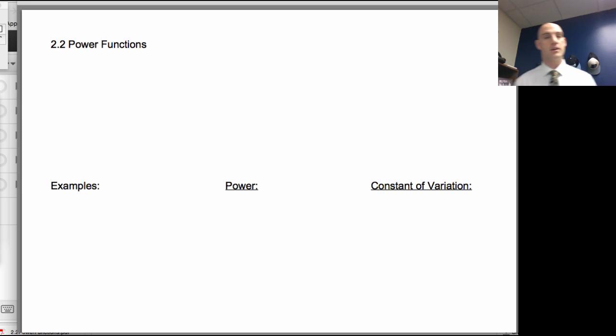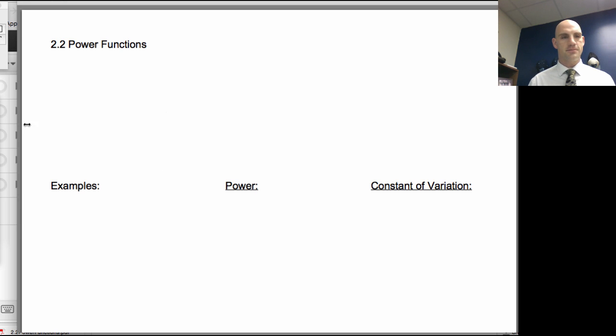Welcome back. Today we're going to talk about section 2.2, which is power functions. We're going to look at what power functions are. We're going to look at some examples of them in the coordinate plane. We're going to look at some of the characteristics that make them power functions, and some of the interesting little quirks that happen because of the math that has to do with power functions. So here we go.